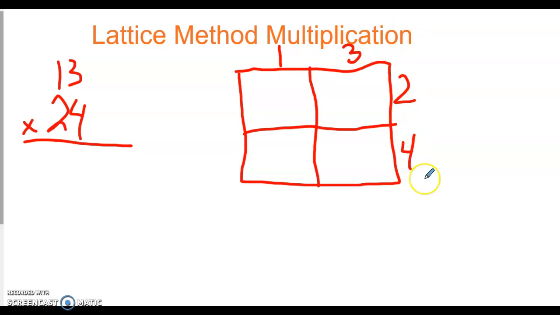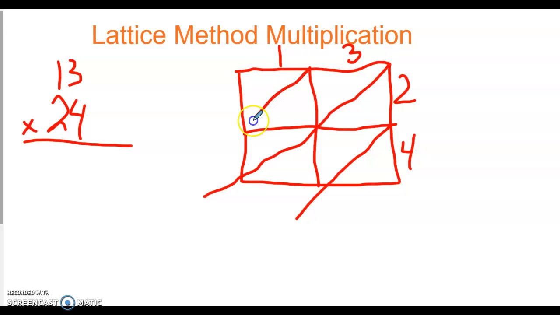Okay, so we have 13 times 24. Then you have to cut each square in a diagonal in half. I extend it down a little bit because that will help us add. This is probably the most confusing part, but listen and watch and I will explain why. Yes, my lines aren't straight, but that's okay. All right, I'm going to use a different color. And then you kind of match up place values.